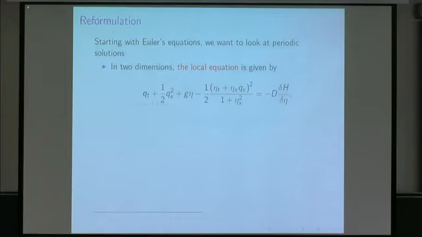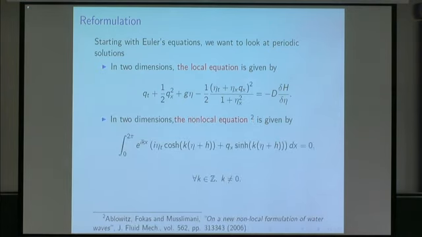Okay, so let's look at two-dimensional things. In the two-dimensional case, I use the Ablowitz-Fokas-Musslimani method. So you can write down what they refer to as the local equation, which is that Bernoulli condition, but rewritten in terms of your surface variables. So Q is the velocity potential at the surface, and eta is the wave profile.